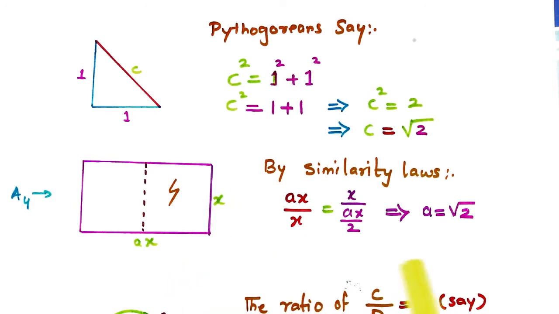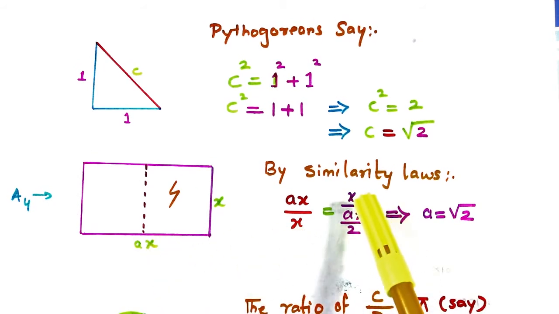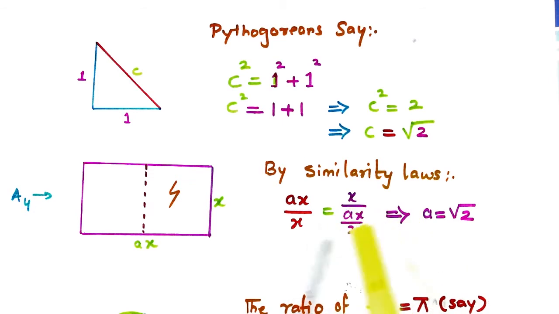The similarity law says that the ratio of the sides of two similar shapes will be the same. So we have got the length of the larger rectangle divided by the breadth of the larger rectangle will be equal to the length of the smaller rectangle divided by the breadth of the smaller rectangle. Now if you solve this thing up, you're gonna get a is equal to root 2. Again, we got the root 2 over here. What could root 2 be here? I don't know. So we will see another example.